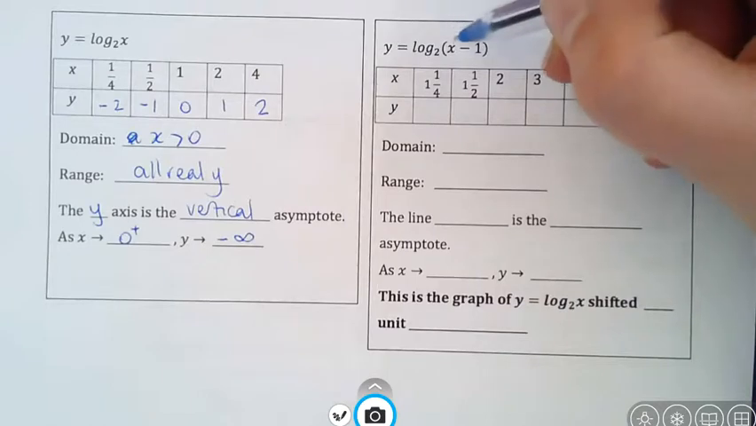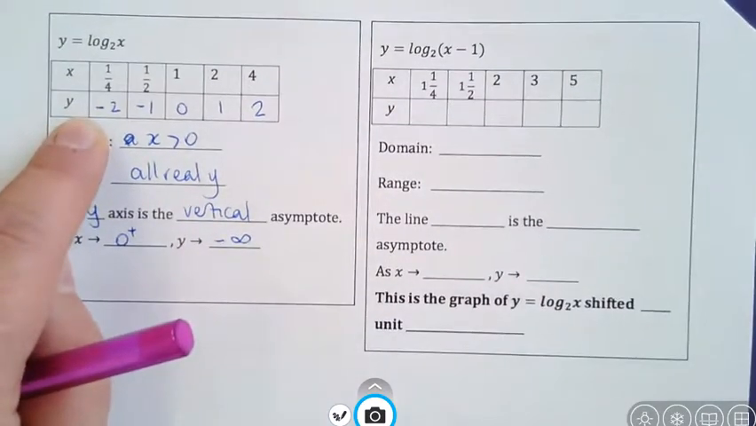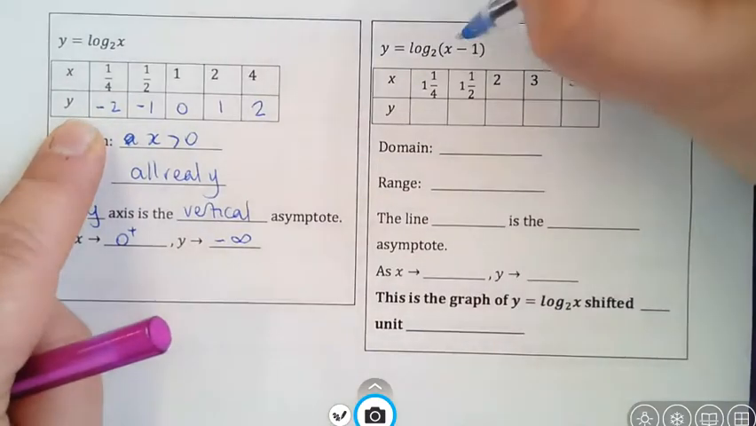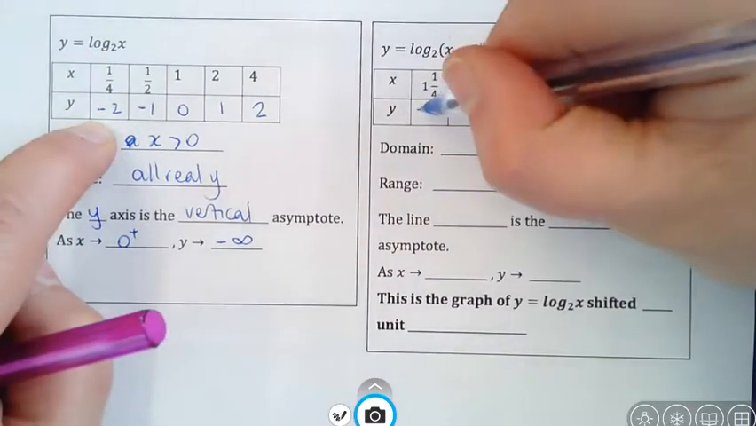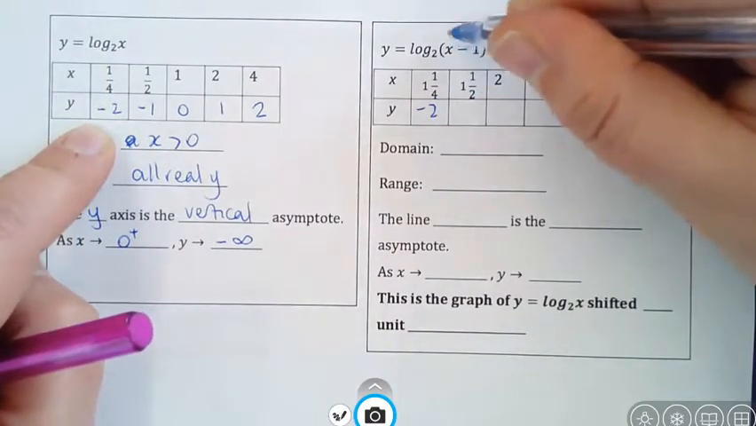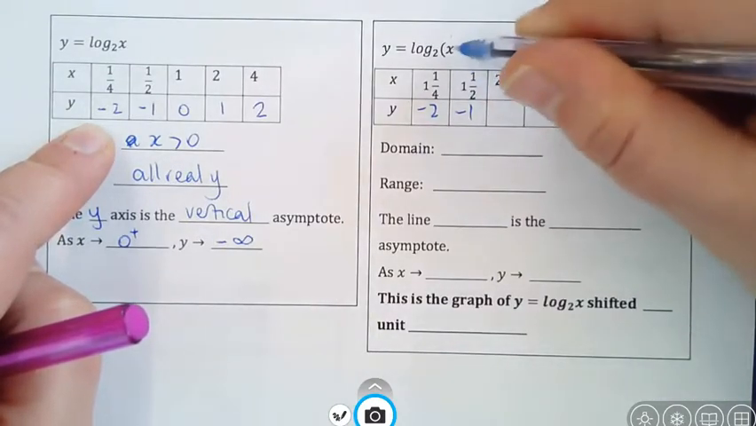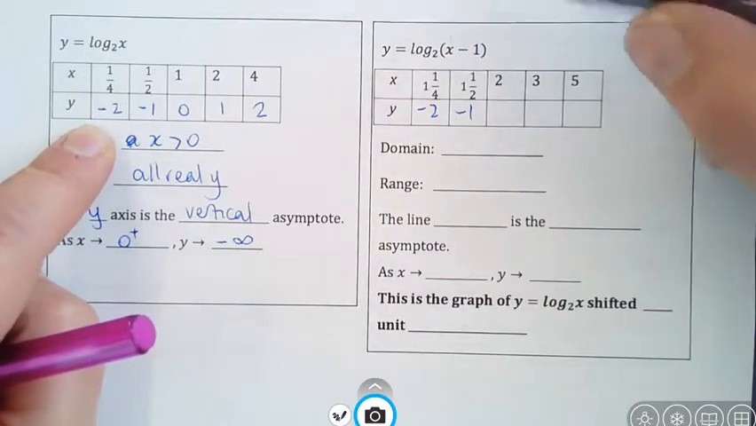So when x is 1 1/4, we get 1 1/4 minus 1 is 1/4. It gives us the same result as over here. We good with that? 1 1/4 minus 1 is 1/4, so log to the base 2 of 1/4 is negative 2. This will be log to the base 2 of 1 1/2 minus 1, which is 1/2. You get negative 1. 2 minus 1 is 1, log to the base 2 of 1, and 2 to the power of 0 is 1.